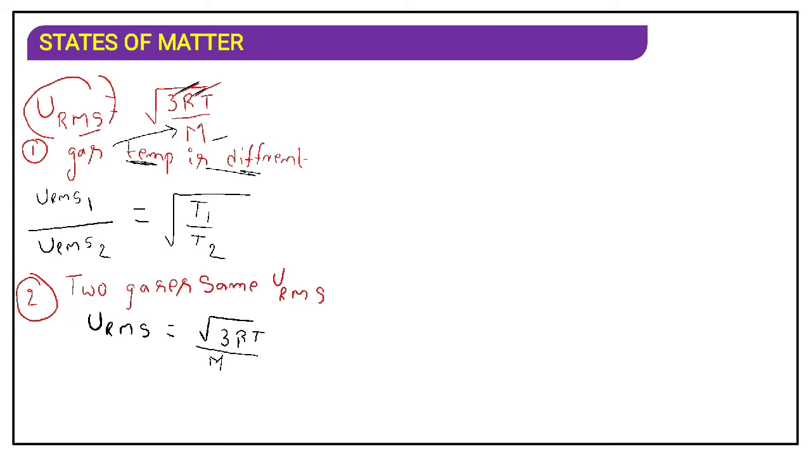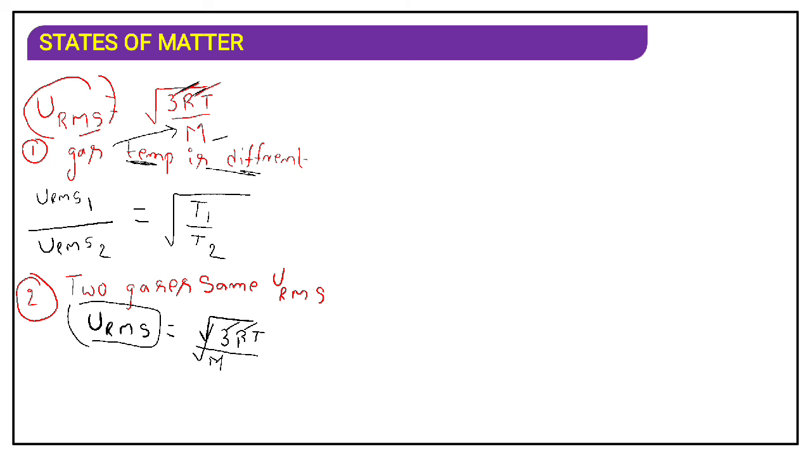Okay, here what is the constant? Two gases having same URMS means this is a constant. And also which is a constant here? The 3 is also constant, R is also constant. But what is the difference here? Temperature is different, mass is different.